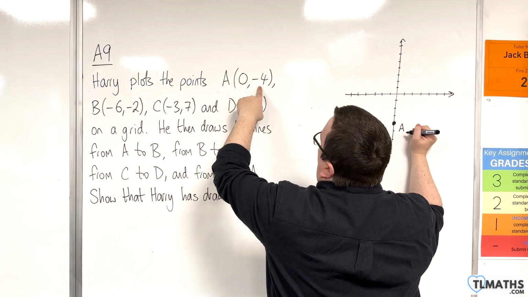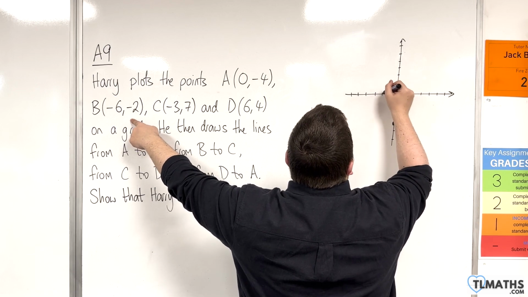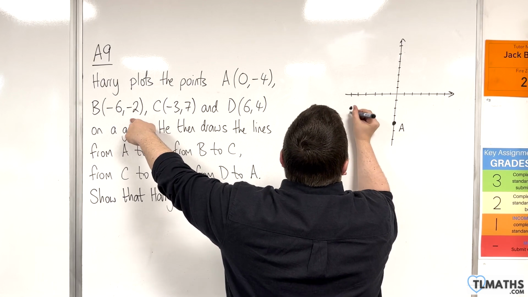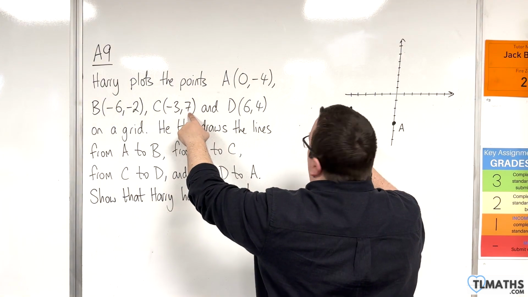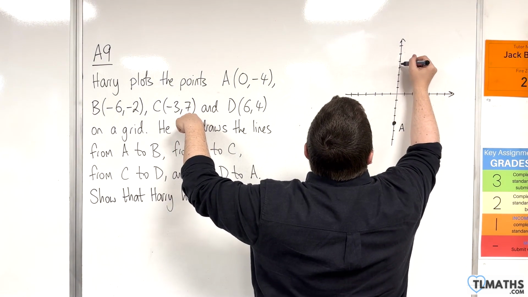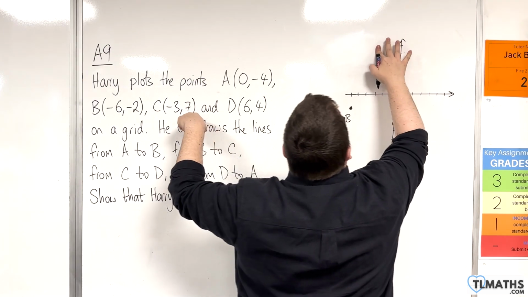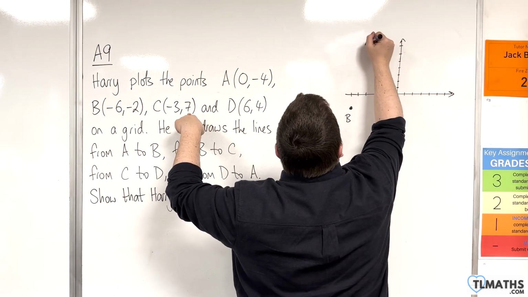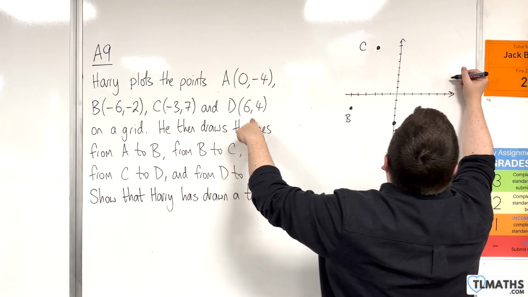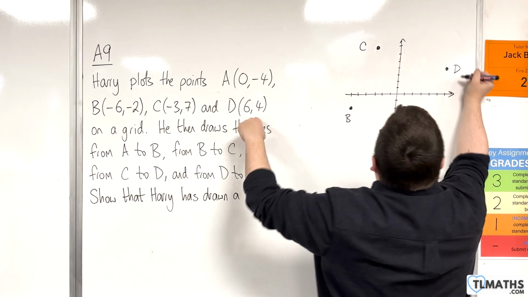So there's A. And then B is at (-6, -2). So 1, 2, 3, 4, 5, 6, -2, so around about there. Now this isn't going to be accurate, but it gives me an idea of where they are. C is (-3, 7), 1, 2, 3, 4, 5, 6, 7, it's about there. About there, so there's C, and then D's at (6, 4), so around about there, there's D.